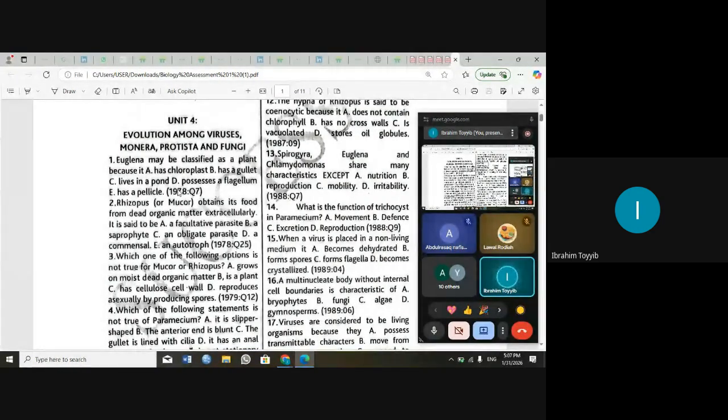so euglena is a unicellular organism, under the kingdom what? So this one, I want it to be interactive. It will be very, very interactive. So kingdom what?